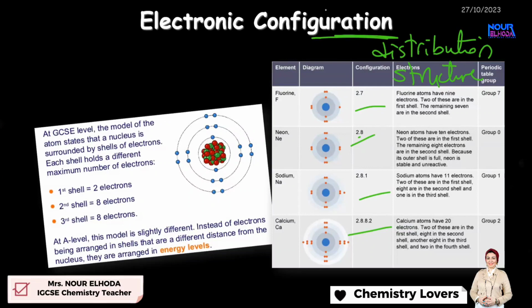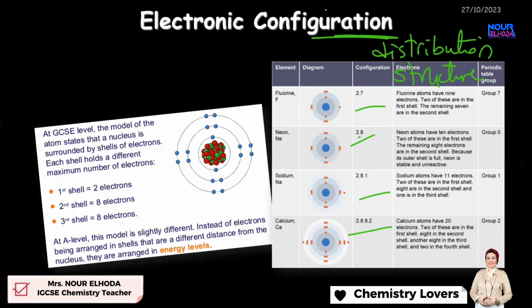It's not the correct configuration. If you're going to take AS Chemistry next year, you will know that this configuration is not 100% right. This is just a simple one for the O levels, but it's not the advanced one. Okay? Let's do it.